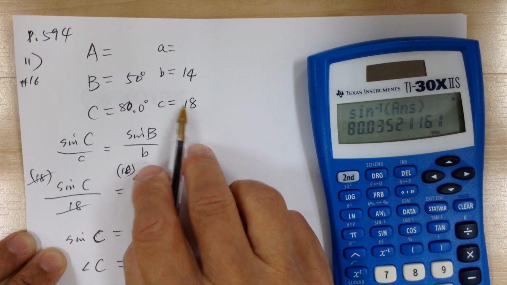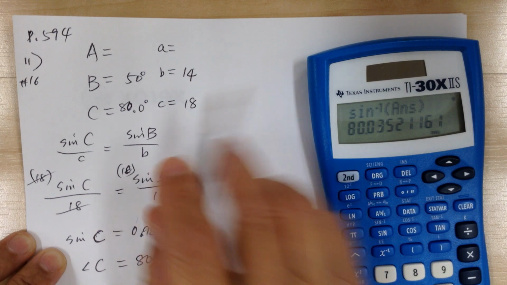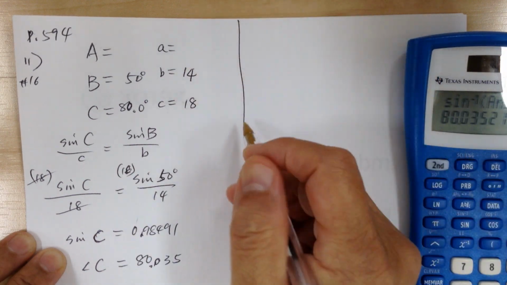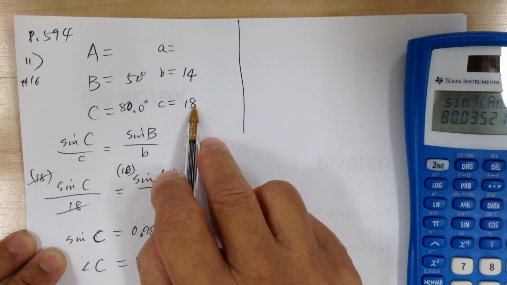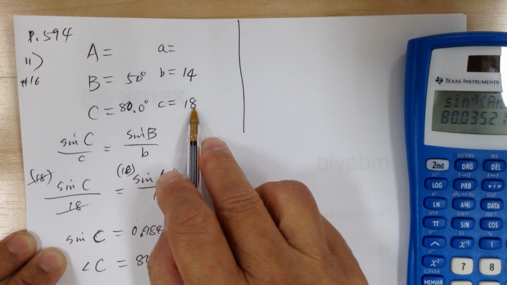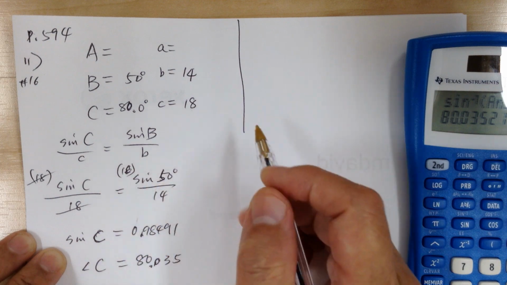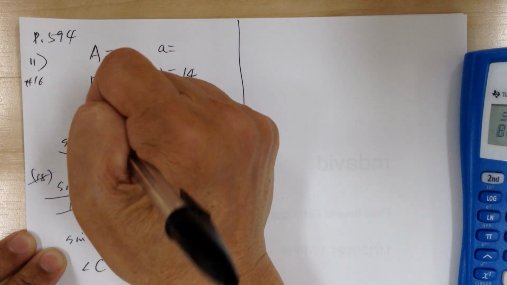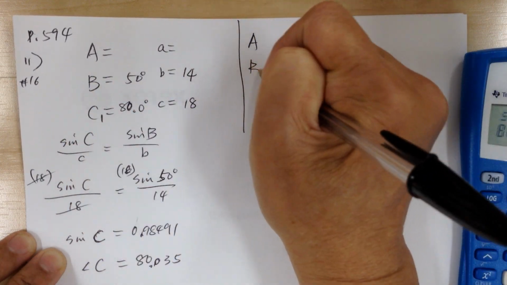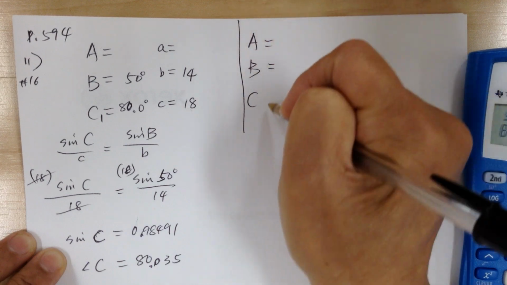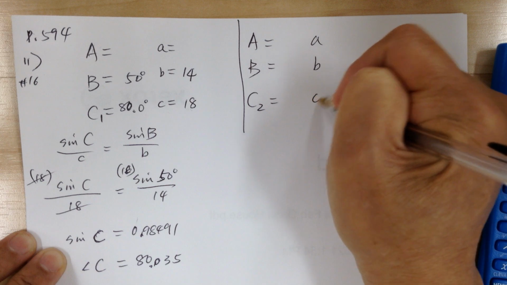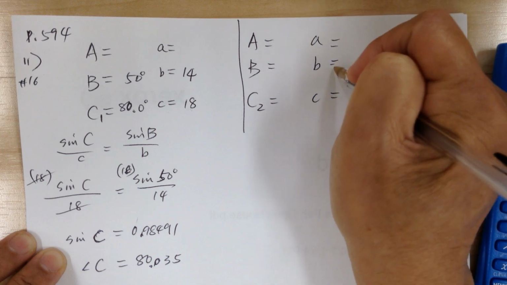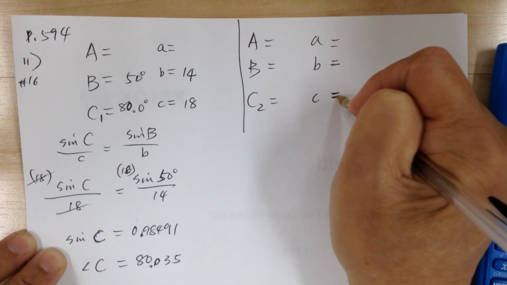But again, you need to have a second case, because remember, this is bigger than that. We don't know if this is bigger or if this is the biggest. If you don't know, you have to try your second case. So this is your C1, and this is C2. Again, if you don't know for sure, then you have to try.